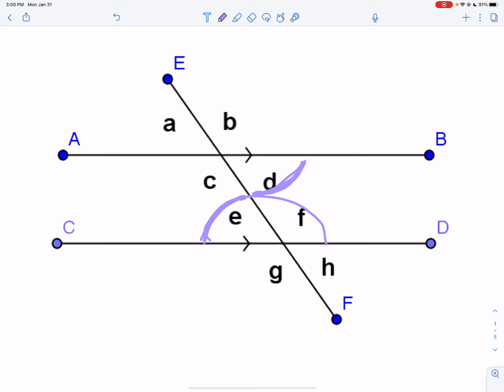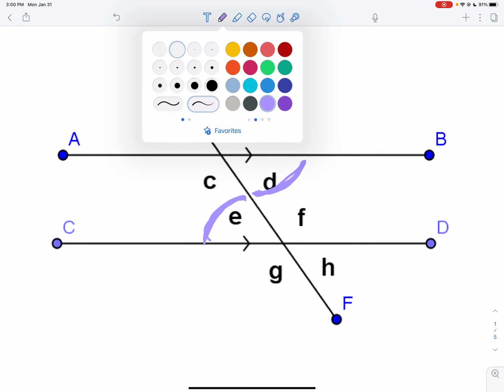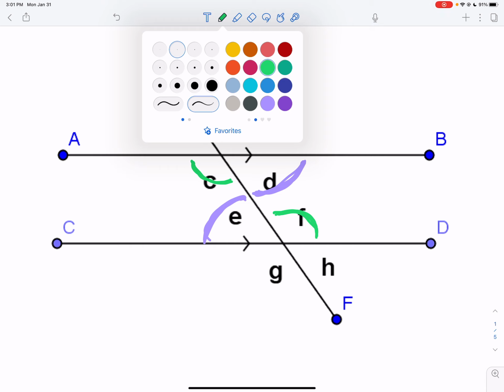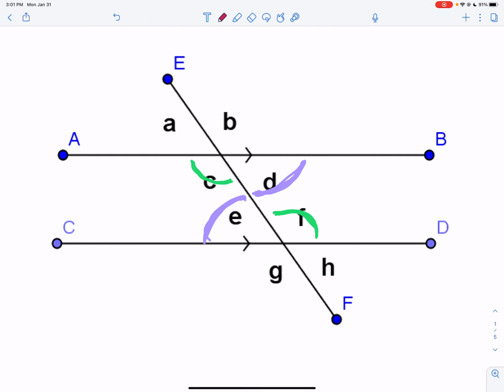These can't be the same unless they're both 90 degrees because that's a straight line. So these ones that I've done in purple are alternate interior angles. These are also alternate interior angles. Do you notice how they're on alternate sides of the transversal and they're on alternate parallel lines? And they're both in the interior. They're on the inside of the parallel lines. So those are also alternate interior angles.